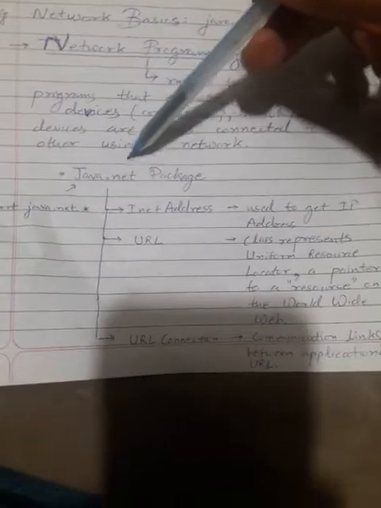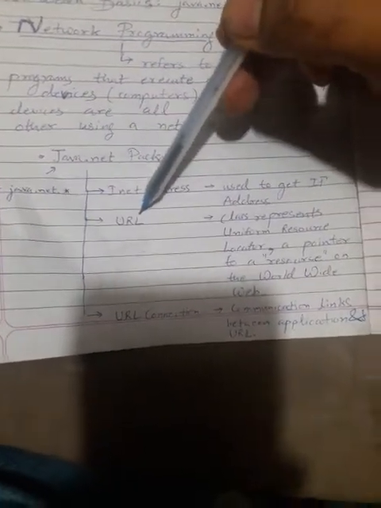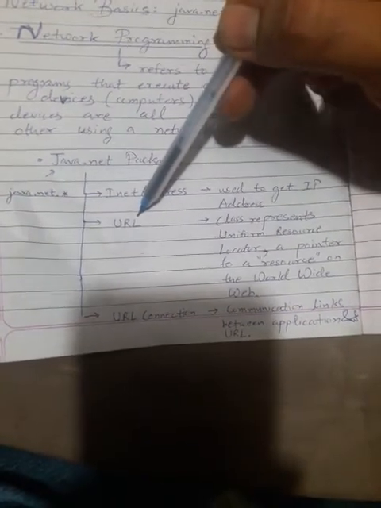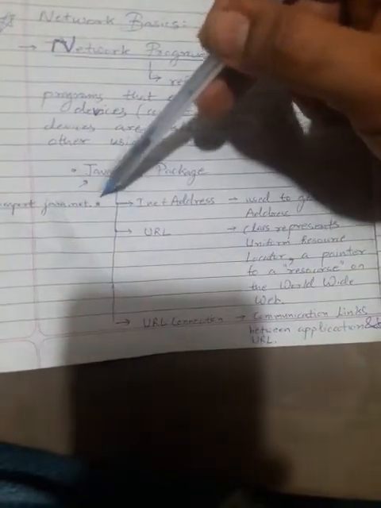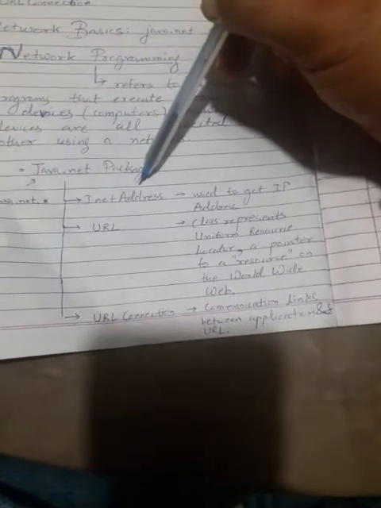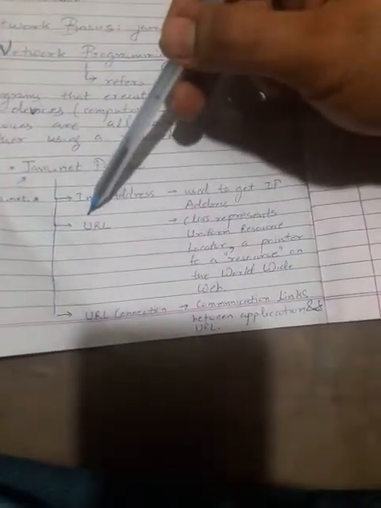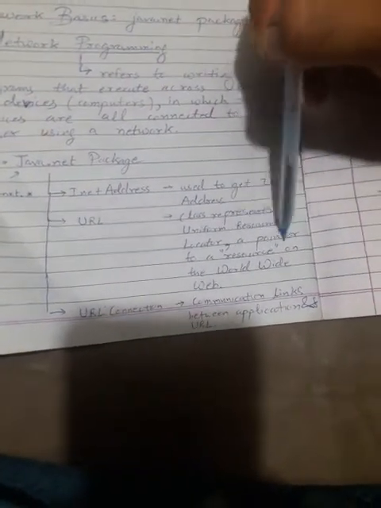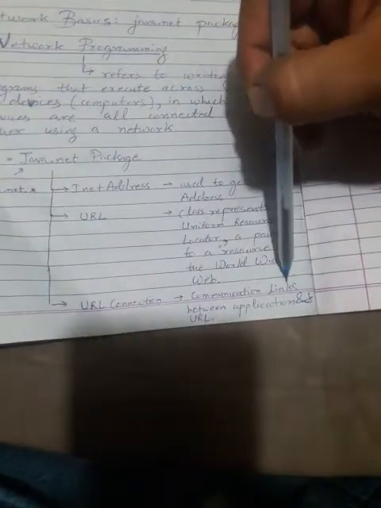First thing is the java.net package here we are using, in which many of the classes are there, for which we have to create some objects. So if we want to use all the classes of this, then we have to write dot star here, and in that the first class is the InetAddress, that is used to get the IP address. Then next one is URL, that represents the uniform resource locator that points to a resource on the World Wide Web. Next one is URLConnection, that is the communication link between application and URL.